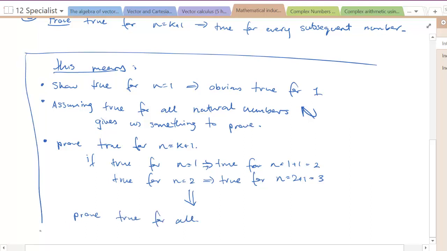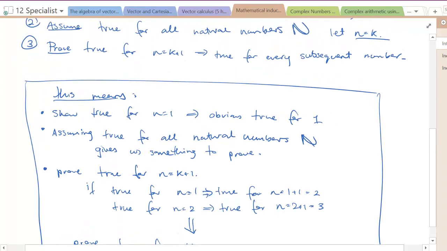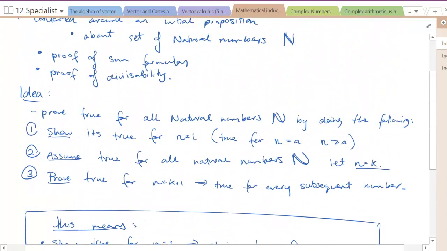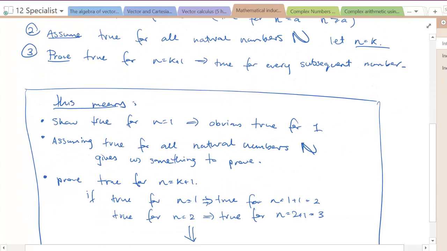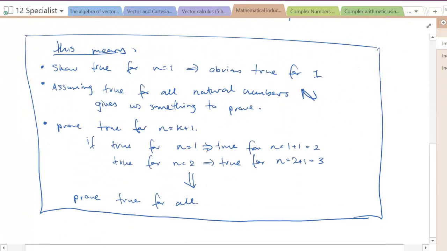So I hope this makes sense. We're going to look at those 2 applications mentioned above, a proof of sum formulas and a proof of divisibility, in the 2 lessons following this. That concludes the lesson on the introduction to proof by mathematical induction.